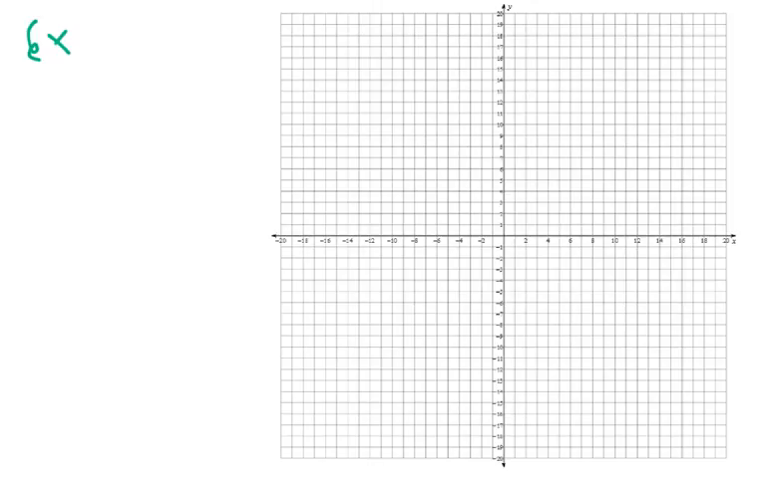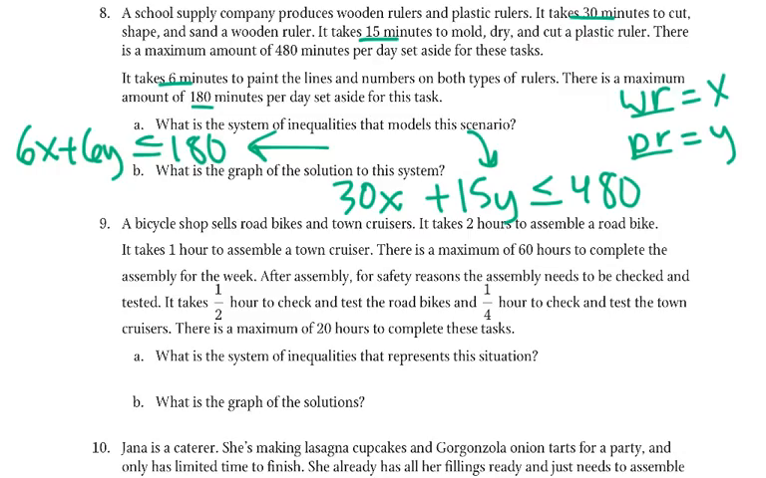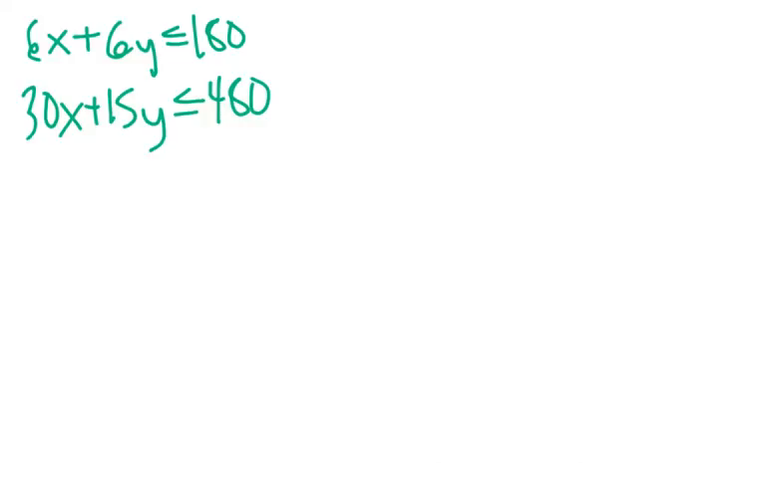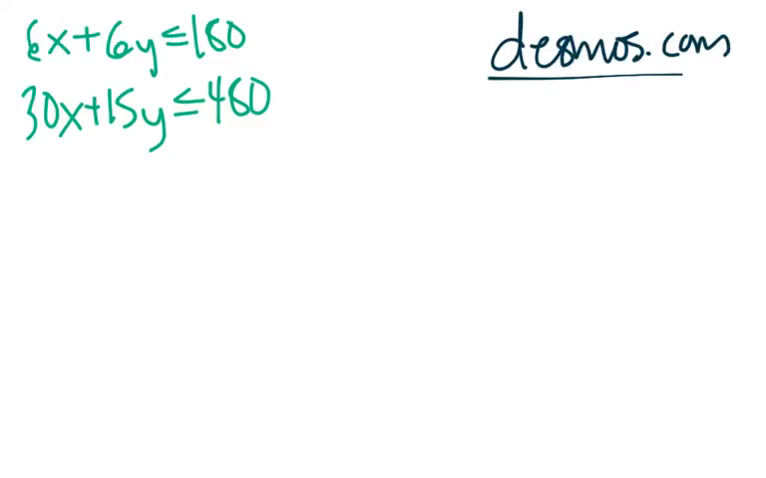So we have 6x plus 6y is less than or equal to 180. We also have 30x plus 15y is less than or equal to 480. Now these numbers are going to be bigger than my graph. Okay, so the best thing for this is to use some technology. So jump over to Desmos, type these in, and let's see what we get.